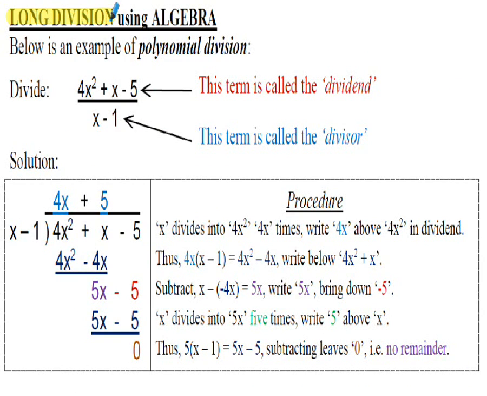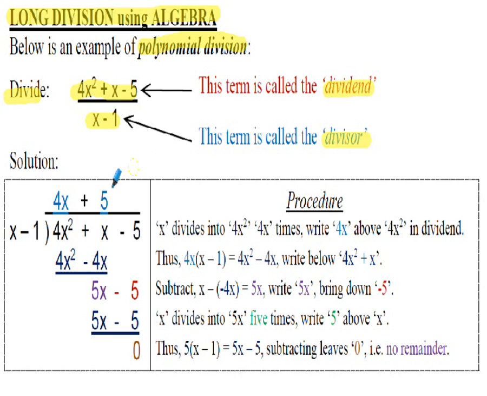Now let's look at long division using algebra. So we're going to apply exactly the same process as we did with the numerical questions, but now we're going to use algebraic terms. So this is an example of polynomial division. So we're asked to divide 4x squared plus x minus 5, which is the dividend, by x minus 1, the divisor. So we're adopting the same process as shown previously, but it's more complicated now because of the algebraic terms.